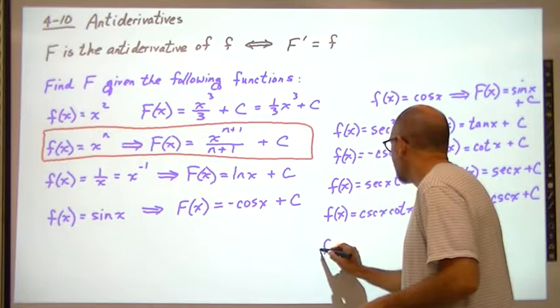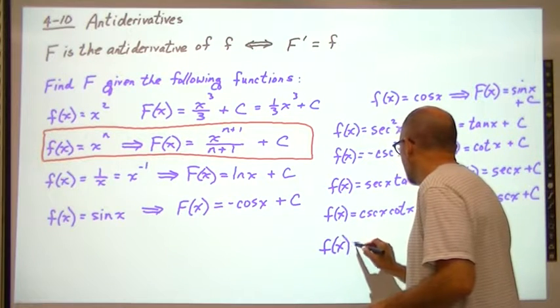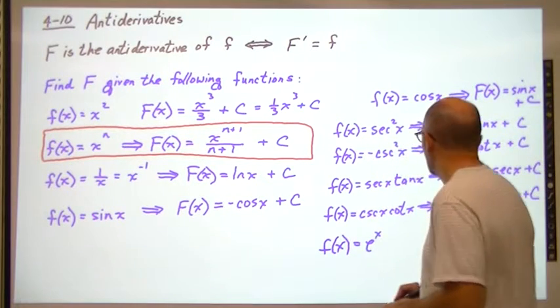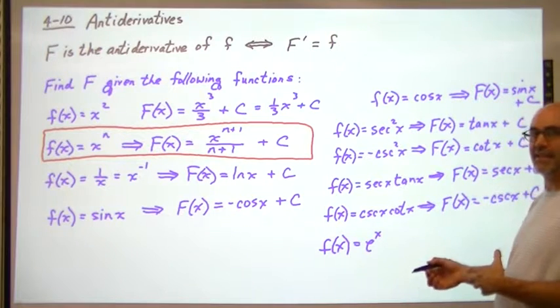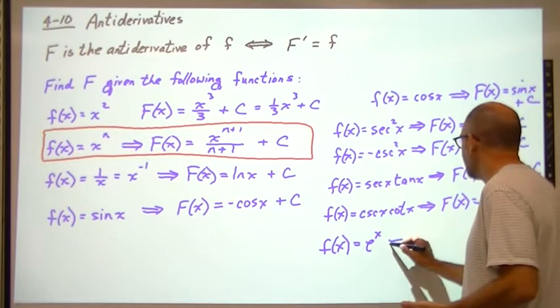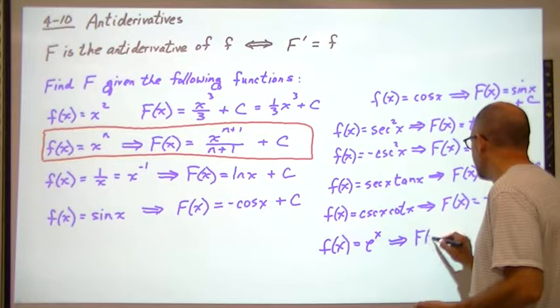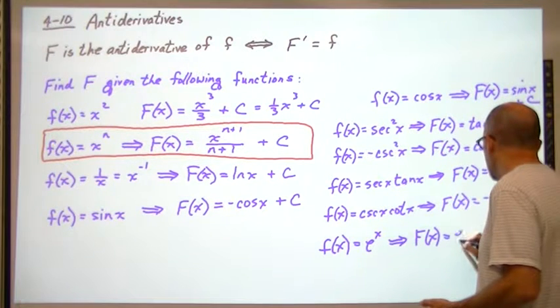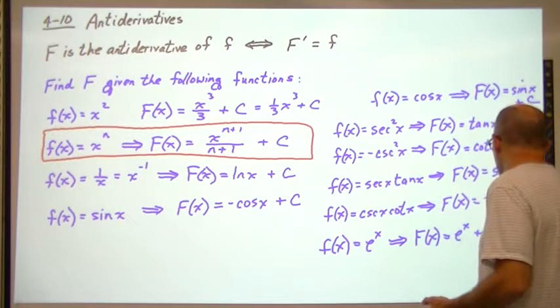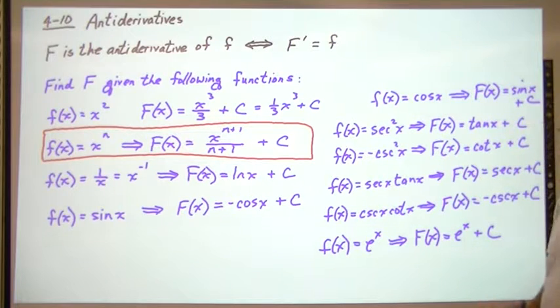If f of x equals e to the x, well, you know the derivative of e to the x is e to the x. So that means the antiderivative of e to the x is also e to the x plus c. Are there any others that we're missing? Oh yeah, there's a couple of juicy ones here.